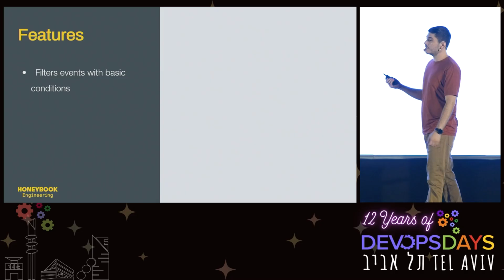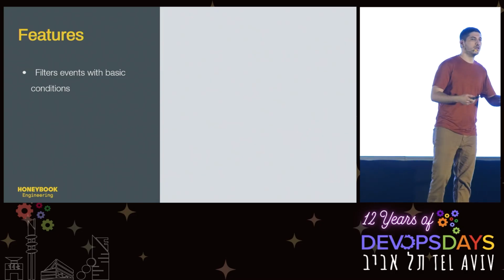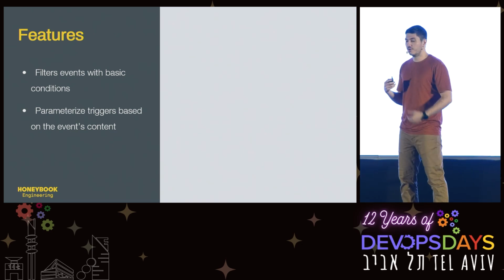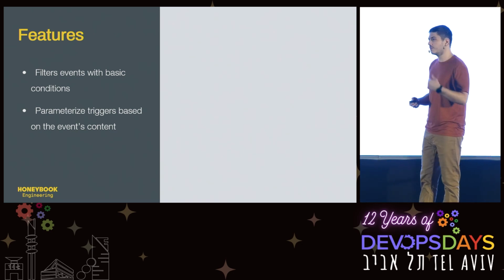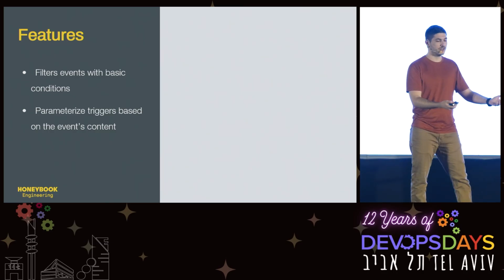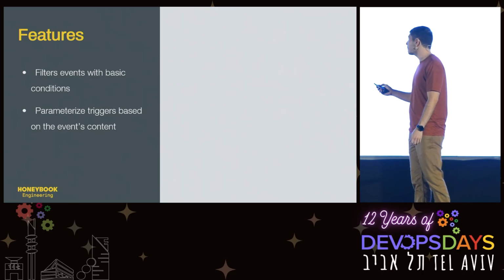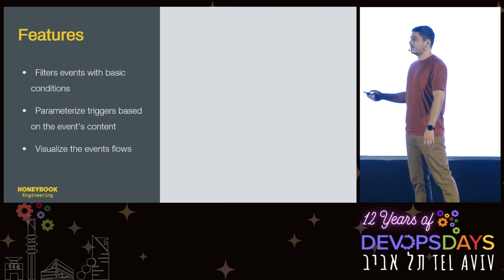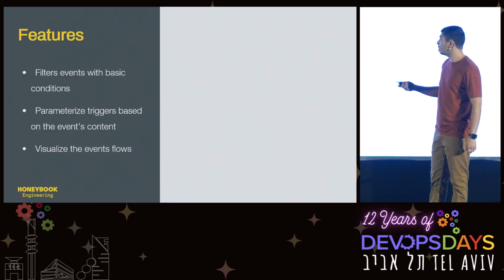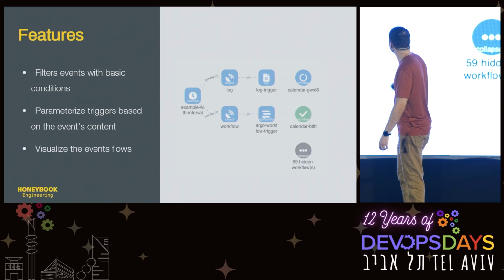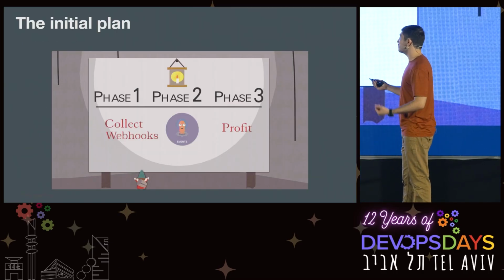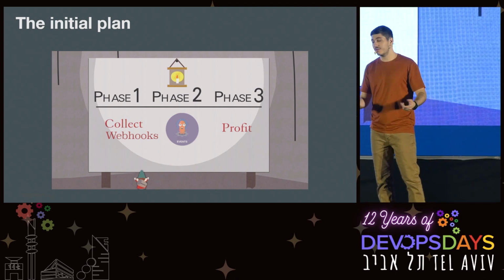Argo Events also gives us a couple more features. First, it lets us filter events with basic conditions, so we won't act upon every event. Second, it lets us parameterize our triggers based on the event's fields. So if the webhook from Stripe contains the address that we need to reach, we can use it to parameterize. And also, it lets us visualize the event flows. Just like Argo CD shows us applications and application sets, Argo Events shows us the event sources and also our sensors and triggers. So the initial plan was to collect the webhooks using Argo Events and then profit.